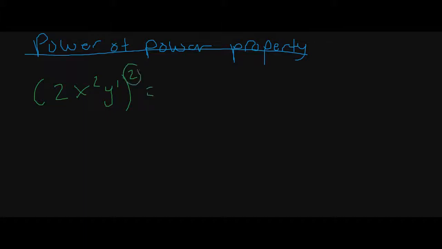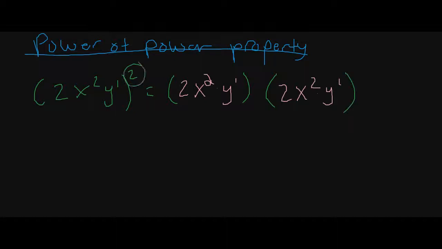So the 2 here is telling us that we're multiplying this entire thing by itself twice. So we're going to get 2x squared times y to the first, times 2x squared times y to the first. Basically, the 2 is telling us that we have two groups of these being multiplied by itself. So we have two of these.